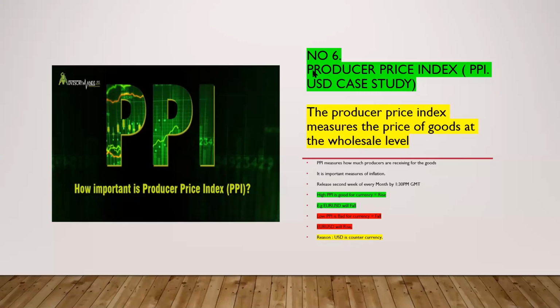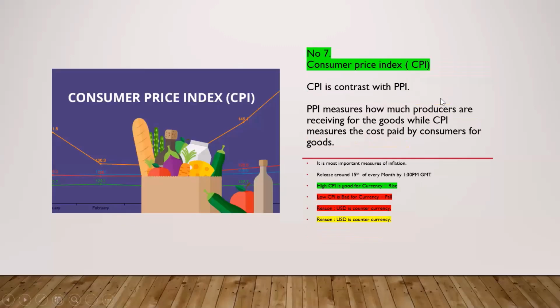This is the sixth point of fundamental analysis for today. So let's go further to another factor. Number seven is the consumer price index. Remember, the previous one was the producer's price index. This is the consumer's price index, popularly called CPI, and it contrasts with PPI. PPI was the producer's price index, while CPI is the consumer's price index.